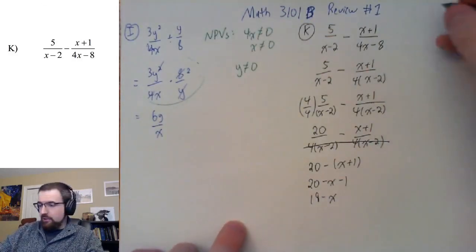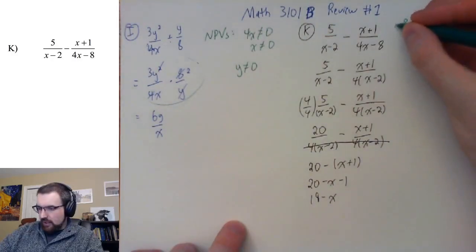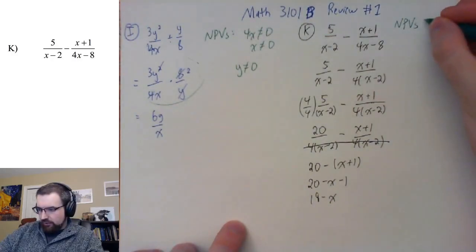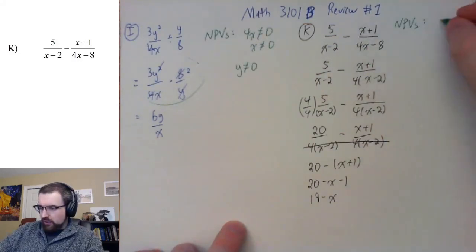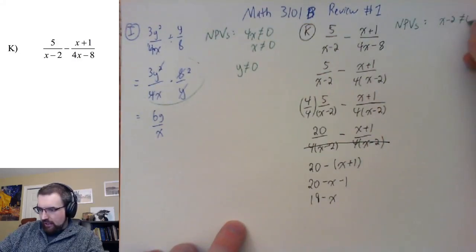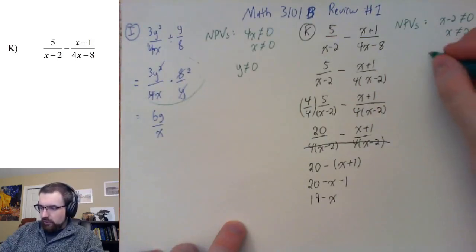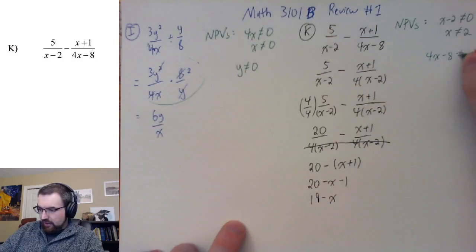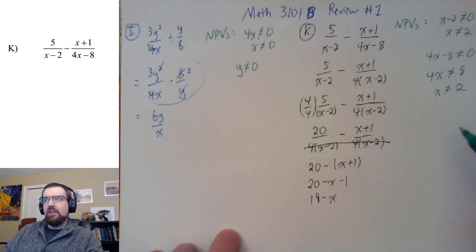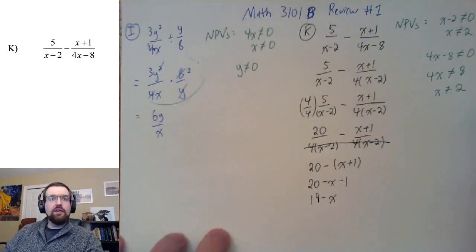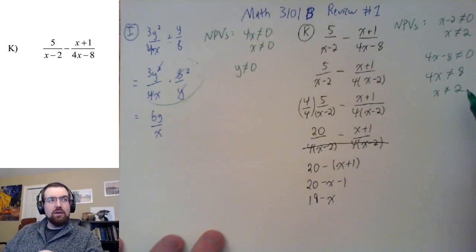And again, just to keep beating that same horse, NPVs are from the original. So the NPVs, we know that x minus 2 cannot equal 0. So x cannot equal 2. We know that 4x minus 8 cannot equal 0. So 4x cannot equal 8. So x can't equal 2. So that is the only NPV that we have then for these questions, is that x does not equal 2.